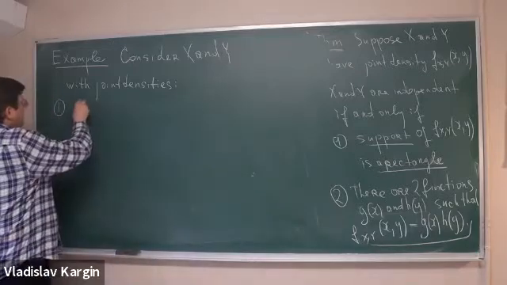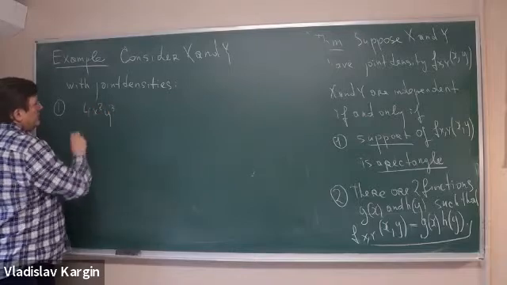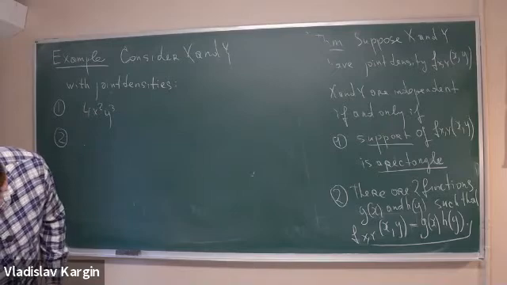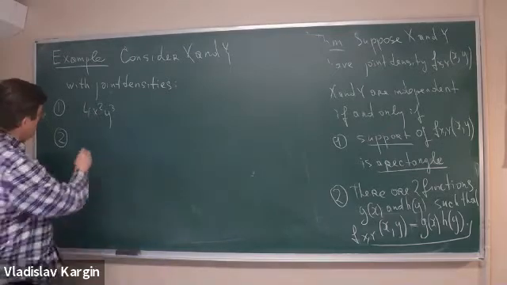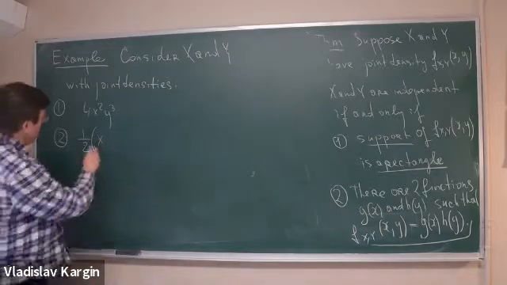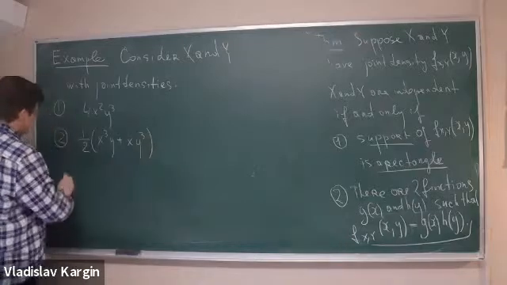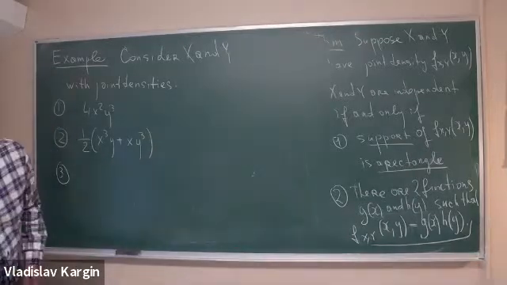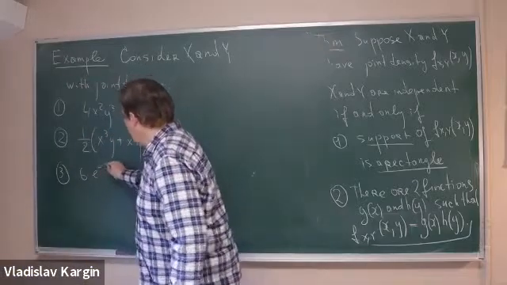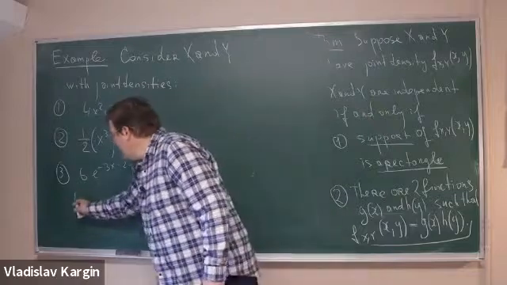Say, okay, so 4x squared y cubed, and second, say 1/2 x cubed y plus x y cubed, and third, say 6e to the minus 3x minus 2y.